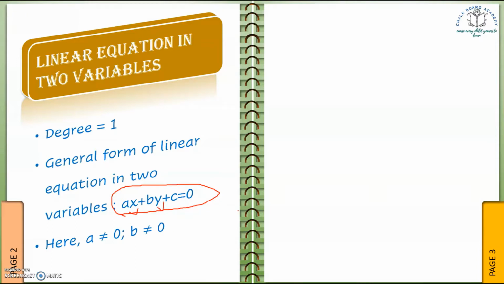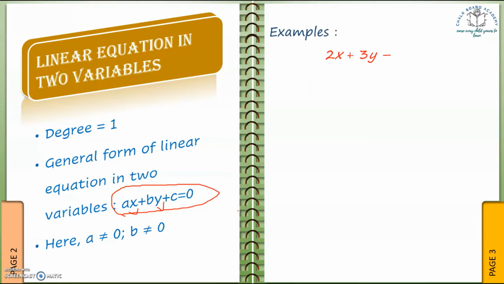Out of these three, a and b shouldn't be 0. Why? Because if a is 0, then the equation becomes one variable. When b is 0, again it becomes a linear equation in one variable. So a and b cannot be 0, whereas c can be 0. Let's look into some examples to understand this clearly.